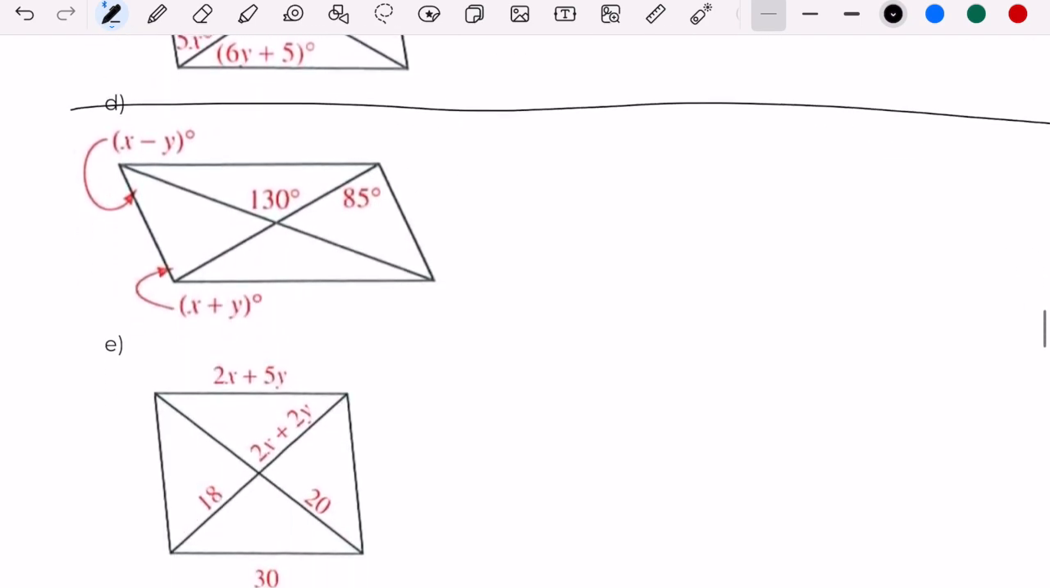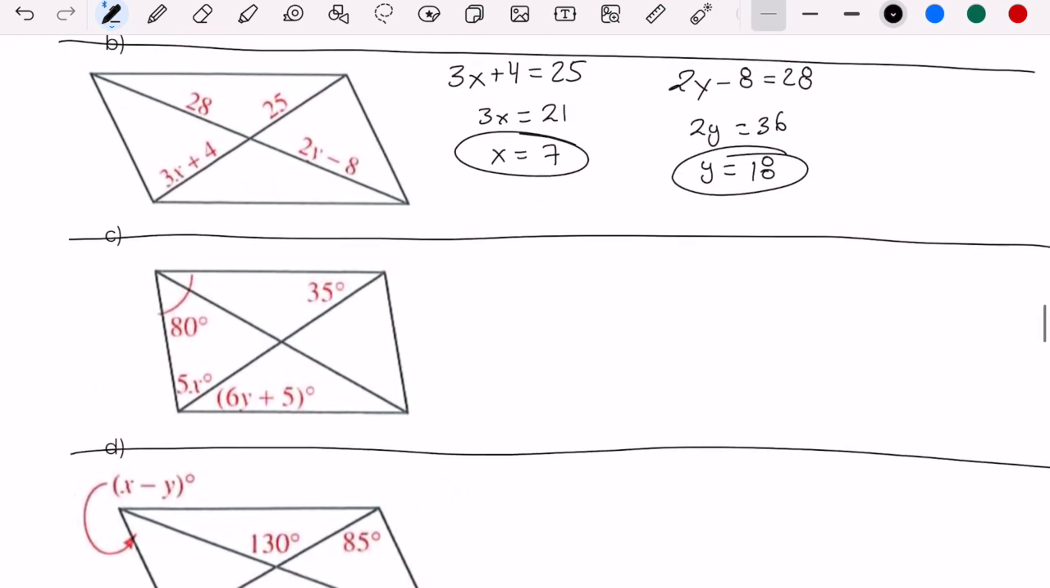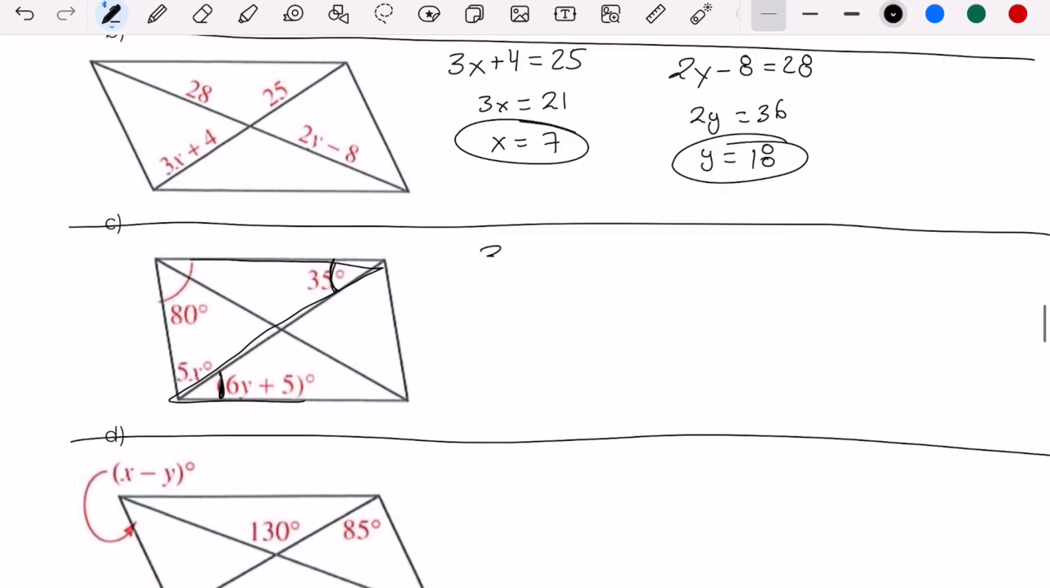Okay, oof. This is getting harder. I can feel it. This angle, 35, measures the same as 6y plus 5. 35 equals 6y plus 5. So 30 equals 6y. So 5 equals y.